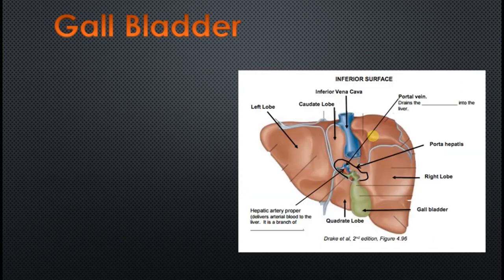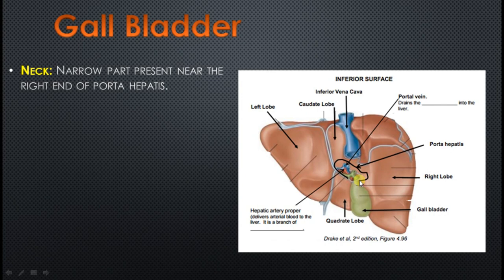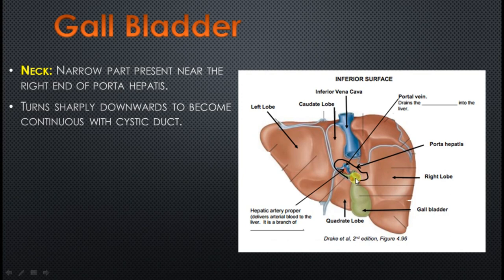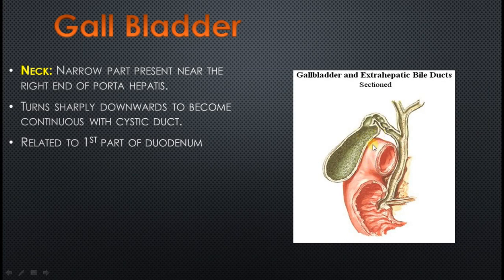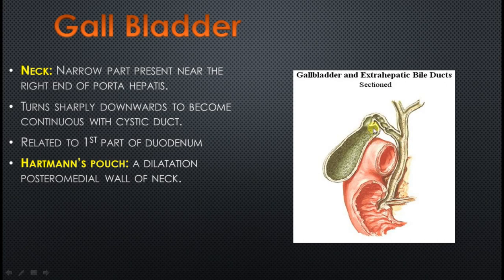Next, we will look at the neck of the gallbladder. Here, you see a short, narrow neck present at the right end of the porta hepatis. This is the left end and that is the right end of the porta hepatis. The neck sharply turns downwards to become continuous with the cystic duct. It is related to the first part of the duodenum. And the neck sometimes shows a dilatation on the posterior medial wall, which is called the Hartmann's pouch.